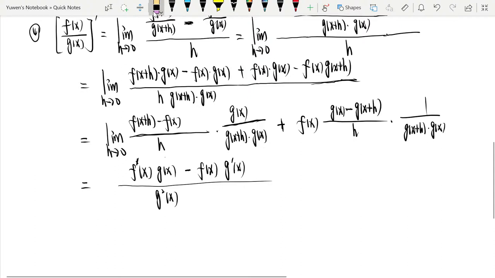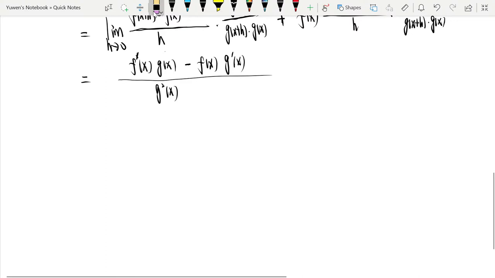That's the quotient rule. Use these rules, we can compute some derivatives of functions. Let's take some examples. The first example: suppose f(x) equals 2x cubed minus 5x squared plus 3x minus 7. Find the derivative of f.